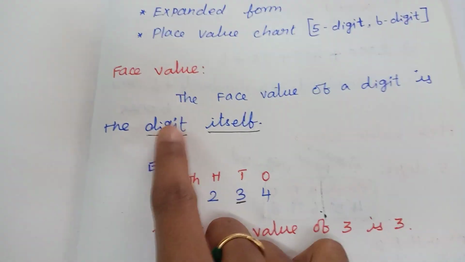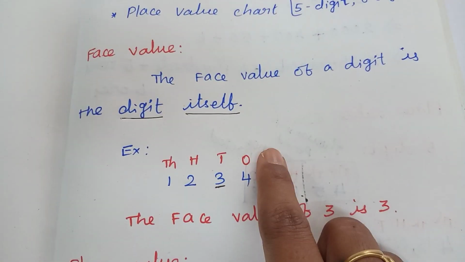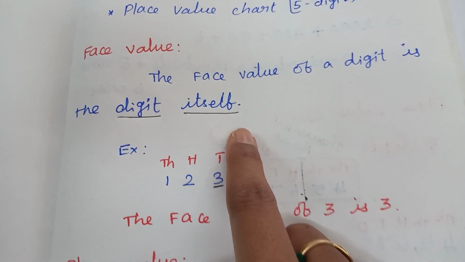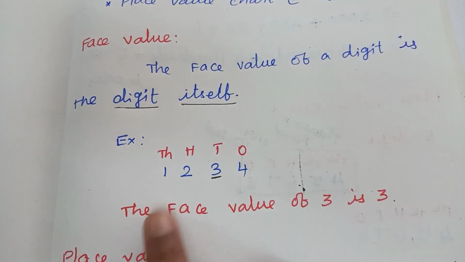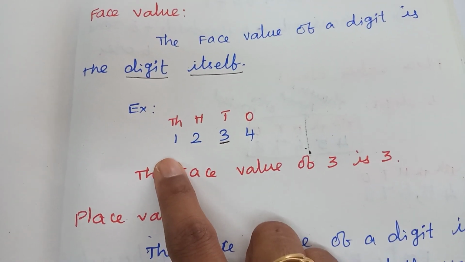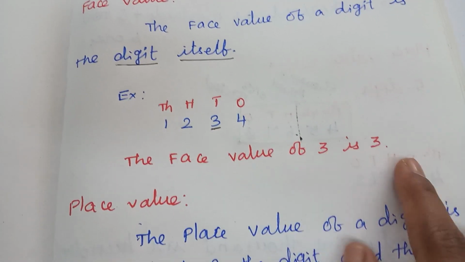So the first one is the face value. The face value of a digit is the digit itself. The key point for face value is the digit itself. See the example, 1,234. The face value of 3 is 3.